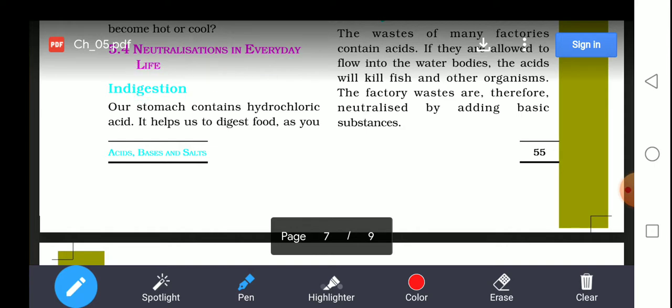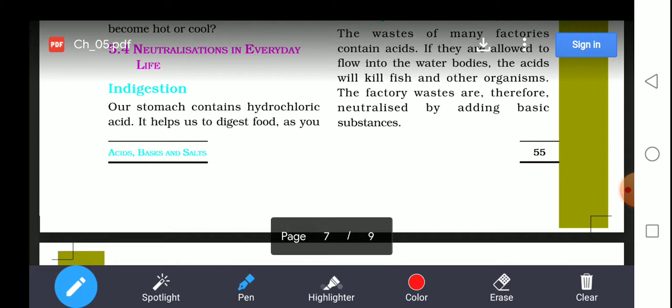Indigestion means, when you eat food, sometimes you will have a stomach ache. What happens at that time? Sometimes you will feel acidity, and they will say, I have acidity. In that case, there is an excess release of hydrochloric acid in our stomach. There are certain glands that release certain chemicals, that is hydrochloric acid.